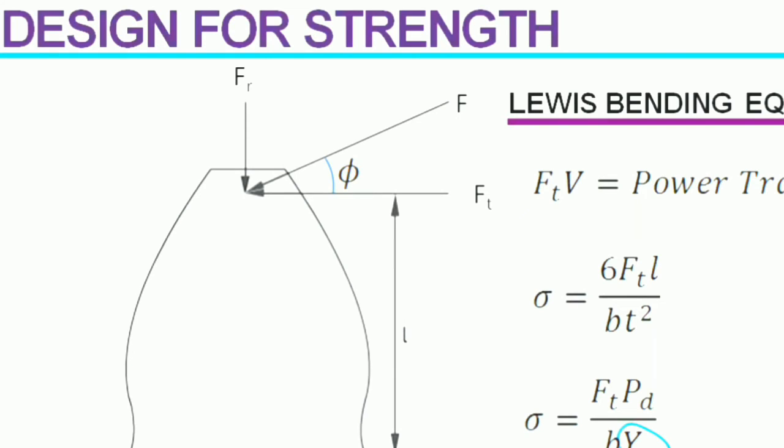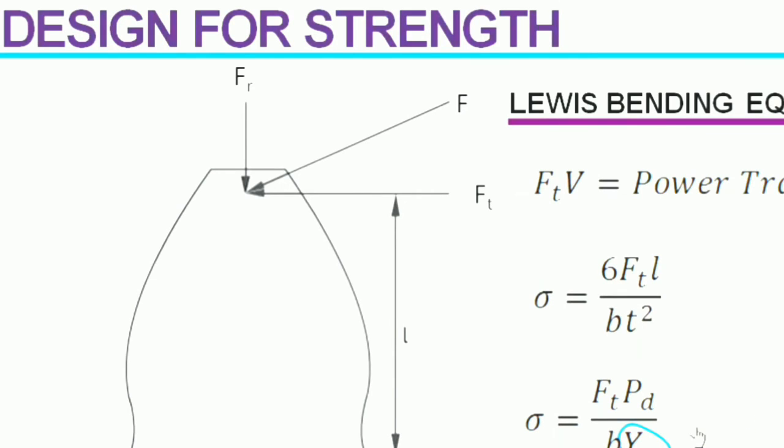The value of Y, the Lewis form factor, is a function of pressure angle phi, addendum, dedendum and number of teeth. There are tables and graphs from where you can find the Lewis form factor value using these inputs. So from this equation you can solve for B, or face width of the gear.